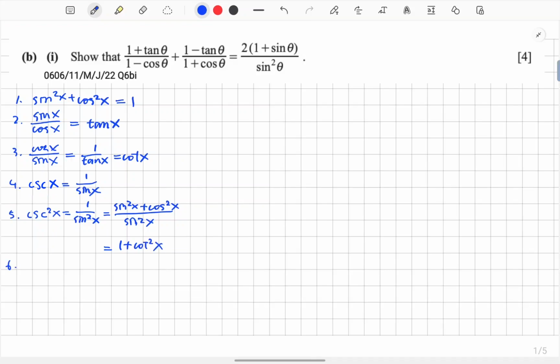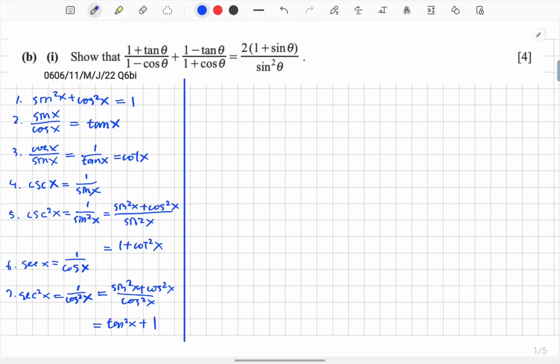The sixth one is secant x, which is 1 over cosine x. But when it is secant squared x, it can be written as 1 over cosine squared x. And the same, we can expand 1 as sine squared x plus cosine squared x over cosine squared x. This can be written as sine squared x over cosine squared x, which is tangent squared x, plus cosine squared x over cosine squared x, which is 1. With these identities, we can start working on the question.